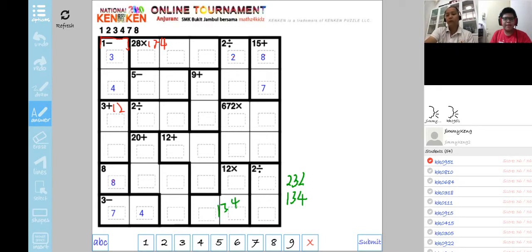It's 134, and since there's a 4 on the bottom, the top part will be a 4 and bottom will be a 1 and 3. So what's left is 2 and 8, and since there's already an 8 on the last column, it will be a 2 here and 8 here. And for the 2, since there's a 4, it's a 1 here. Okay, 1, 4, 8, this does not do anything.